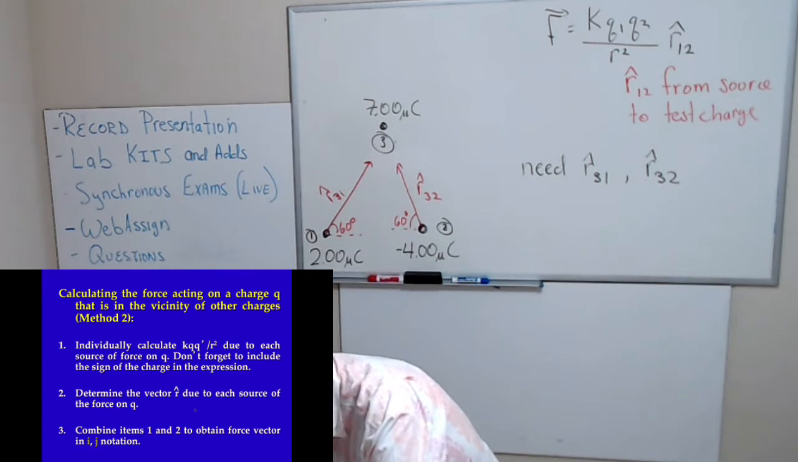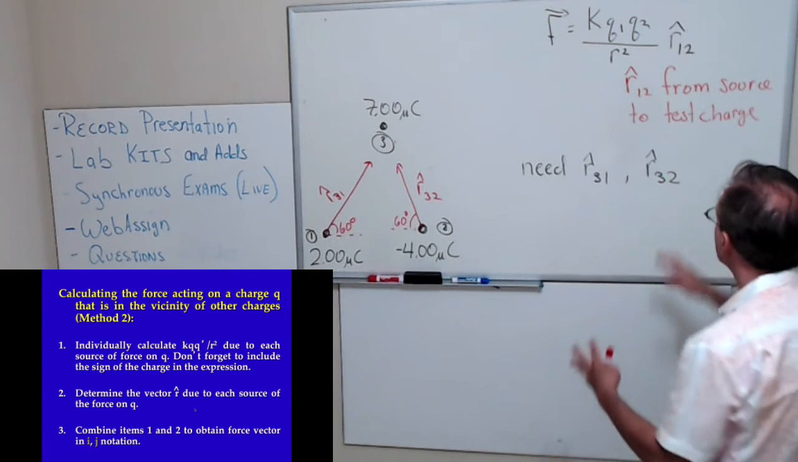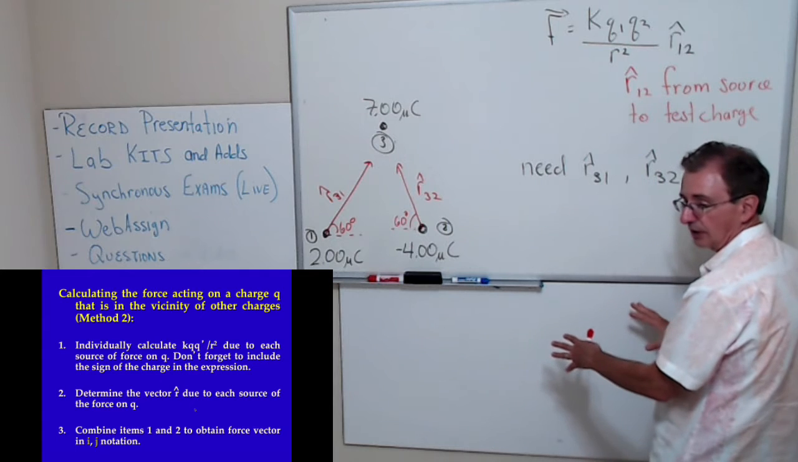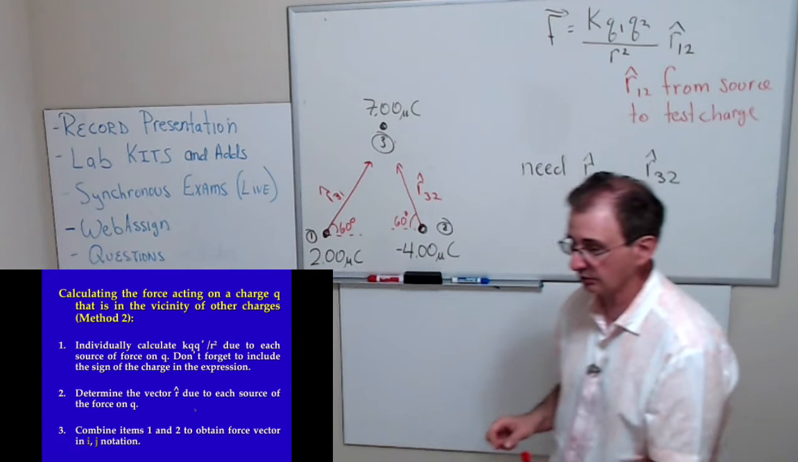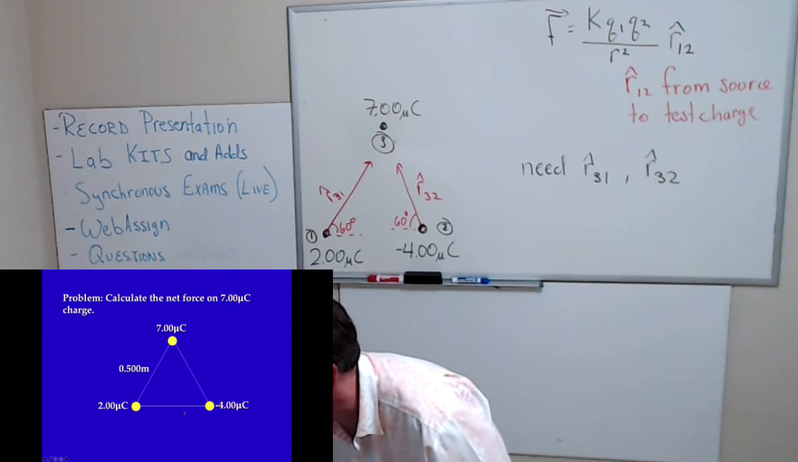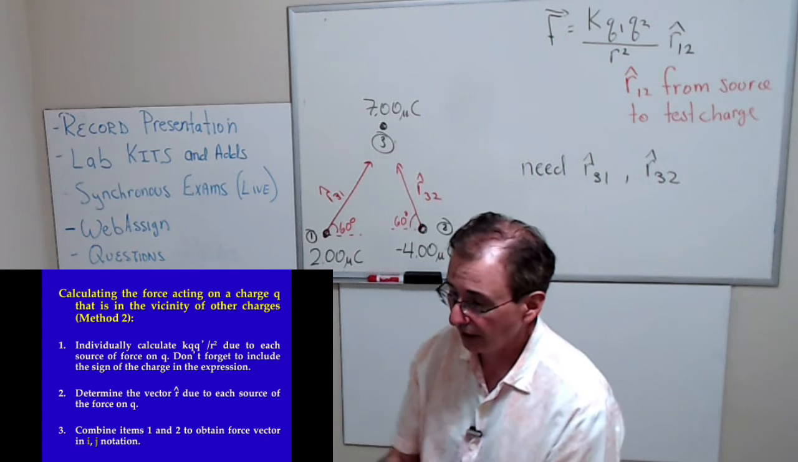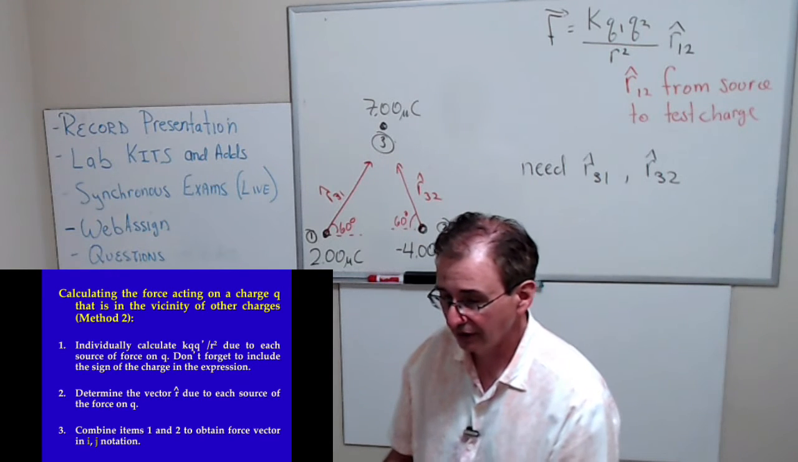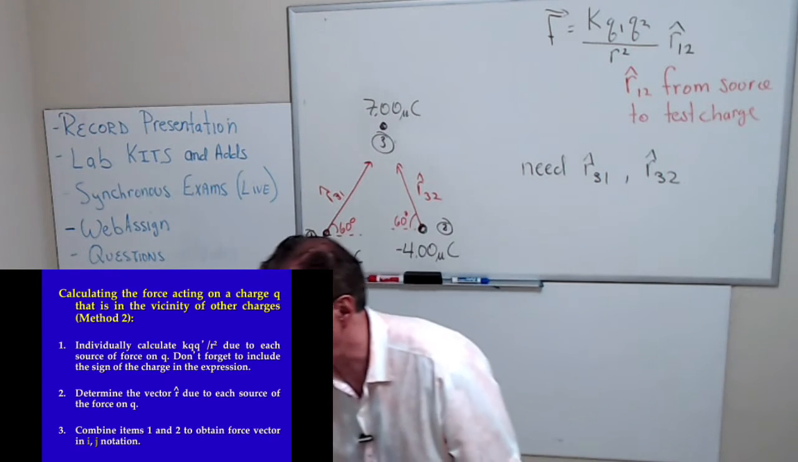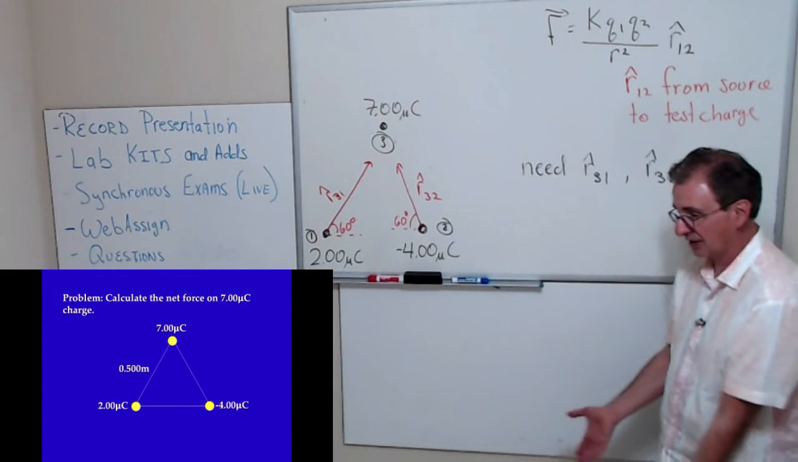So I have to determine the r's, and then combine the forces in unit vector notation and add the forces in unit vector notation. Once I'm done with that, I have my answer in unit vector notation. And if I want to know the magnitude, then I have to use the Pythagorean theorem. And if I want to know an angle, then I have to use the inverse tangent function.